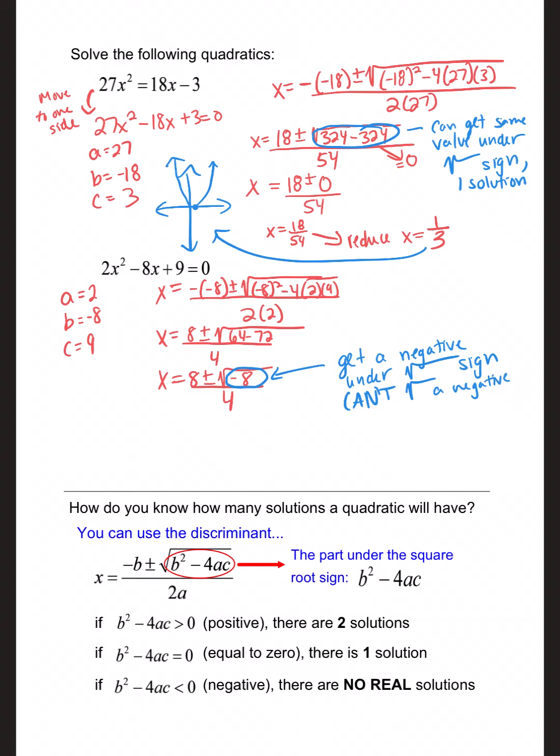So what does that mean? If I can't square root a negative, well, what's my answer? It means that this situation is not possible. Right? This quadratic that was given to us, it's not a possibility, which means there's no solutions. So we would just say x equals no solutions.